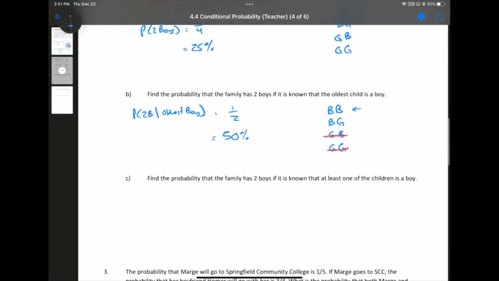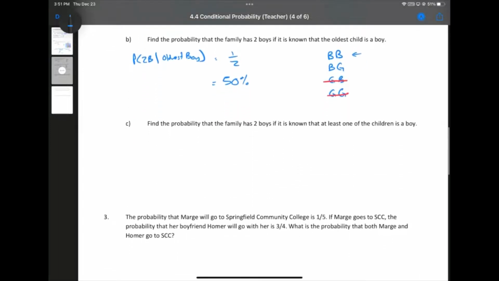A very similar question, but not quite the same. Find the probability that the family has 2 boys if it's known that at least one of the children is a boy. So probability of 2 boys, given that 1 plus boys. Again, notation doesn't really matter as long as it's descriptive. And we can write out our criteria. Boy, boy, boy, girl, girl, boy, girl, girl.